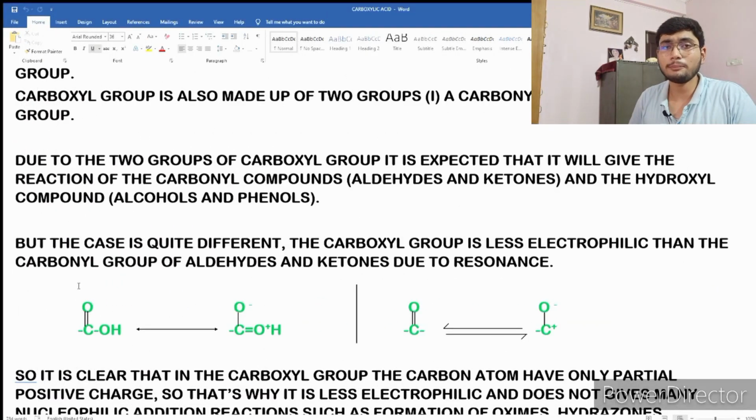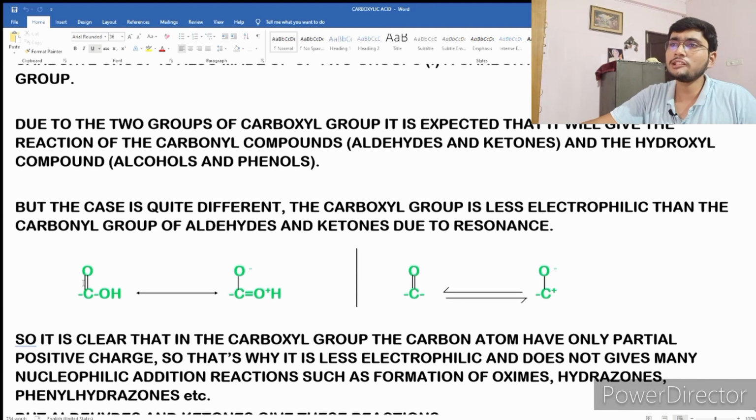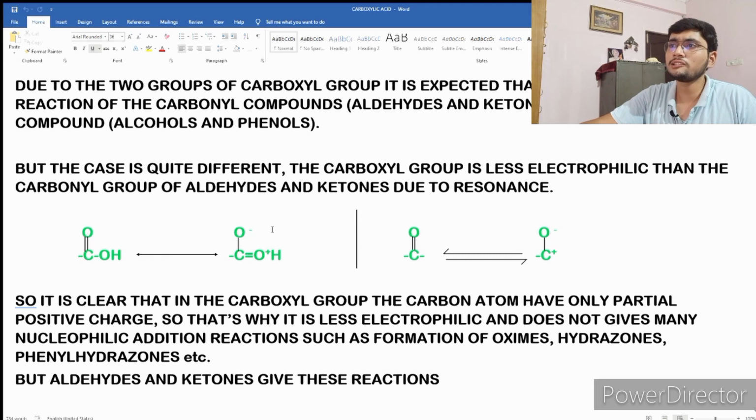But the case is quite different because you know that the carboxyl group is resonance stabilized. So due to that resonance, its chemical properties are quite different from the carbonyl compounds and from the alcohols. So let us see. Now you see that this is a carboxyl group, and this is its resonating structure. This is formed because the pi bond gets shifted towards this oxygen, so oxygen will get a negative charge and this carbon will get a positive charge. Now the oxygen has a lone pair on it, so this oxygen will donate its lone pair to this carbon atom, because this carbon has a positive charge, so it is electron deficient. So this oxygen will get a positive charge and we will get this structure.